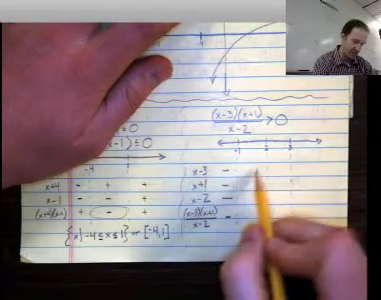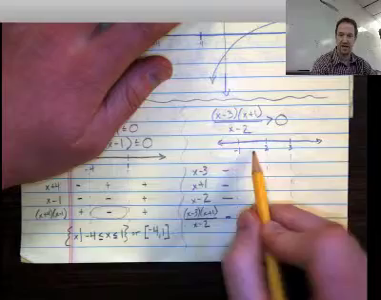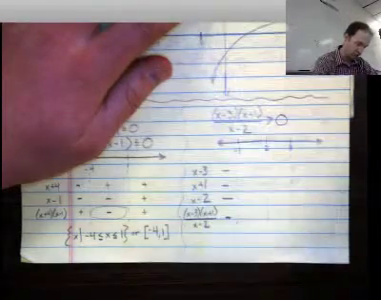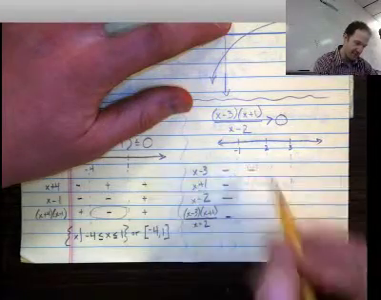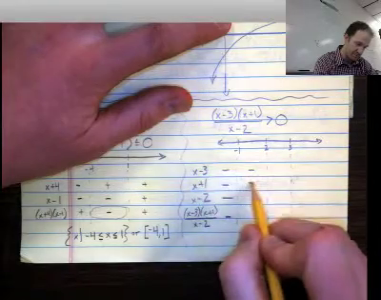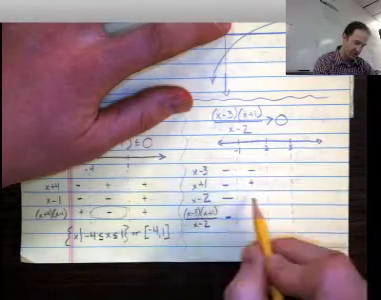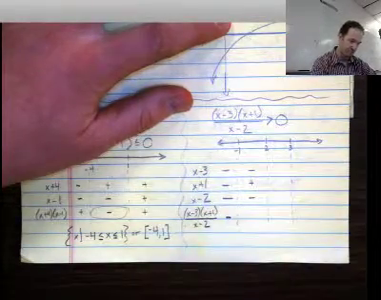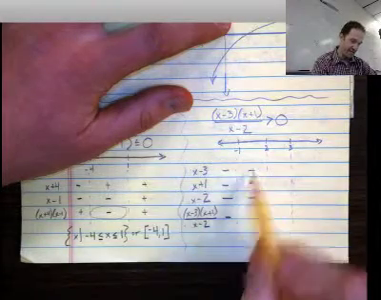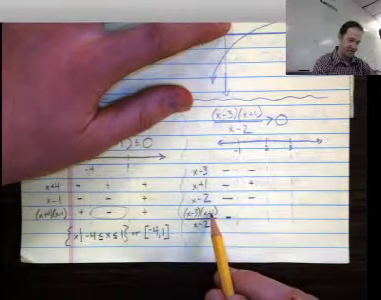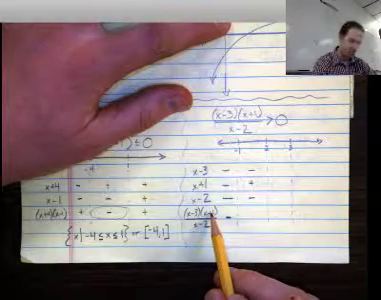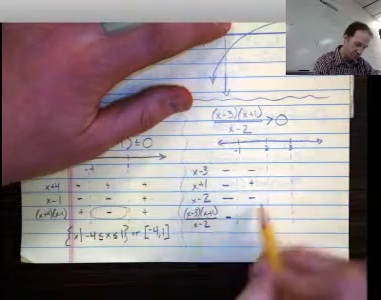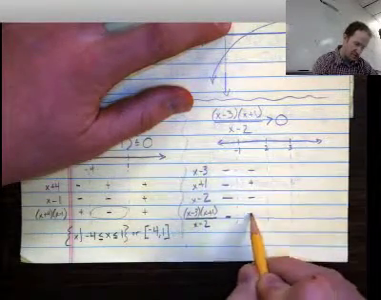Okay. So let's pick a number in between -1 and 2. Let's take 1. 1 minus 3 is negative. 1 plus 1, positive. 1 minus 2, negative. So now we've got a negative times a positive, negative, divided by a negative is positive.